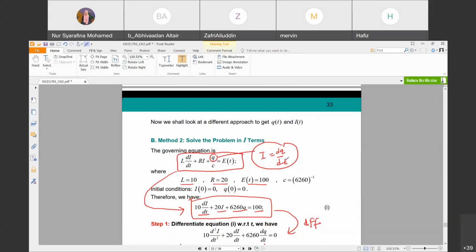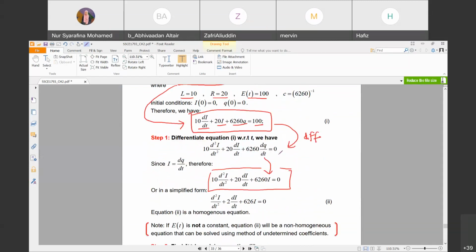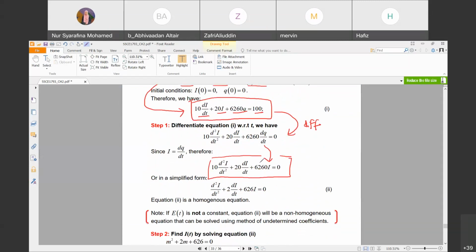Okay. So now you have a second order equation in terms of I and T. In solving this second order equation, you are going to have the solution in terms of I. So you just proceed with finding IH. Right, and this is homogeneous. Then just proceed with IH only.